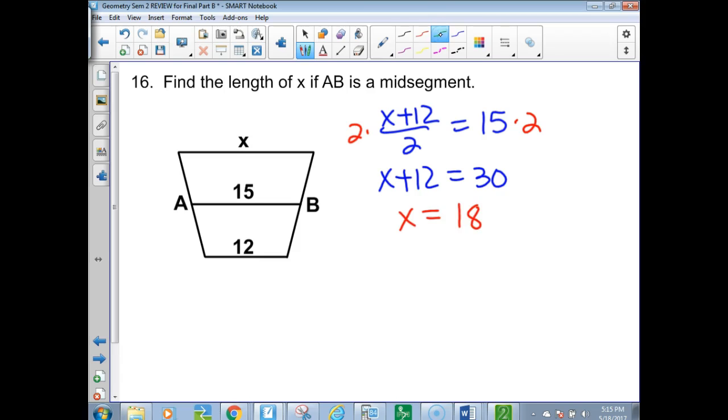Now, I taught it another way. I said, well, how far is it to go from 12 to 15? Well, that would be adding on 3. So let's just add, since this is a bigger one up here, let's add on 3 that way. And then 15 plus 3 is 18. So whatever way works for you. This is by the formula in the text.